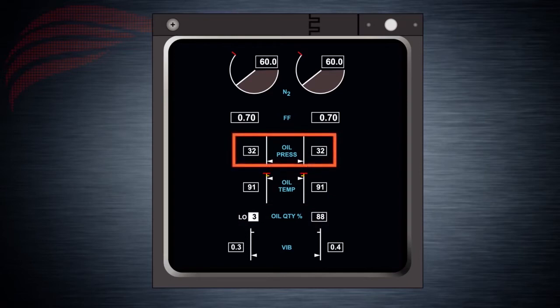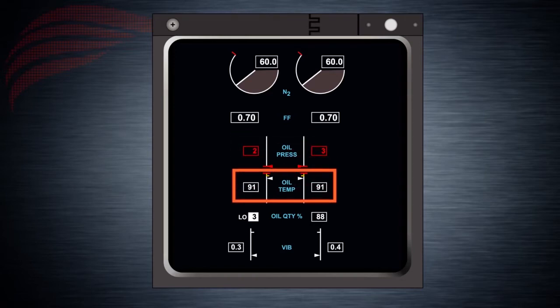Oil pressure indicators obviously measure and display oil pressure in PSI, pounds per square inch. The oil pressure indicators have 3 color bands: white, normal operating range; amber, caution range. Continuous operation in this range should be limited. The amber band is not displayed when N2 speeds are below 65%. Red, operating limit.